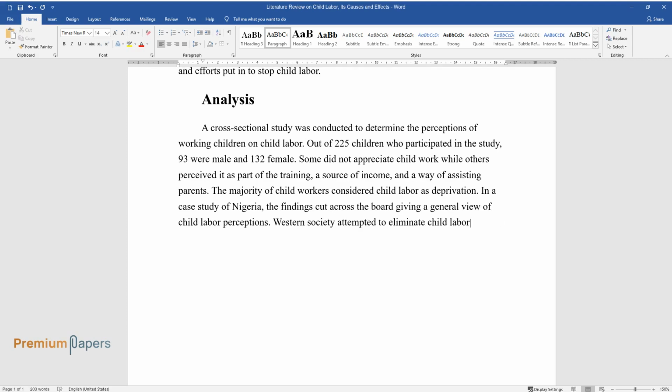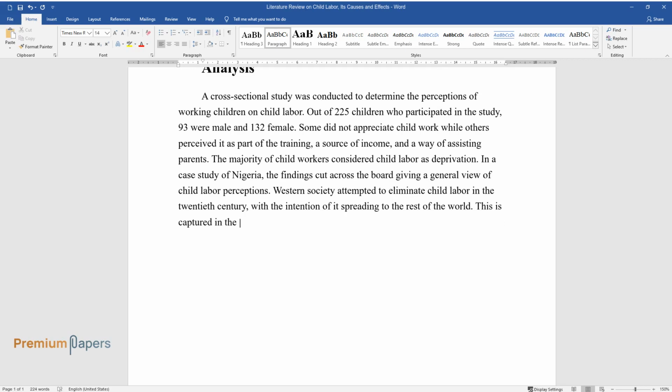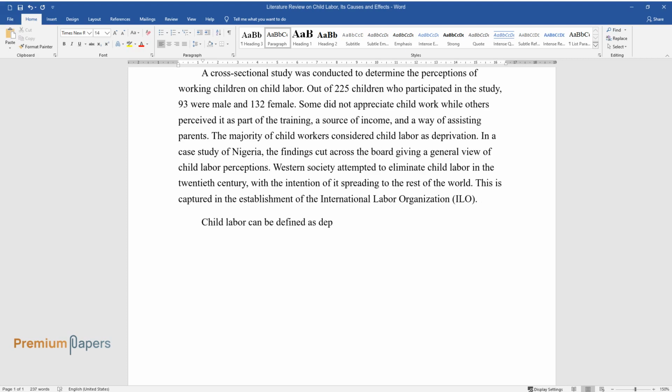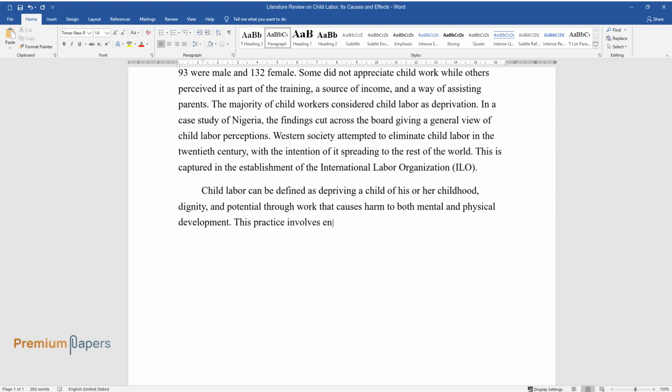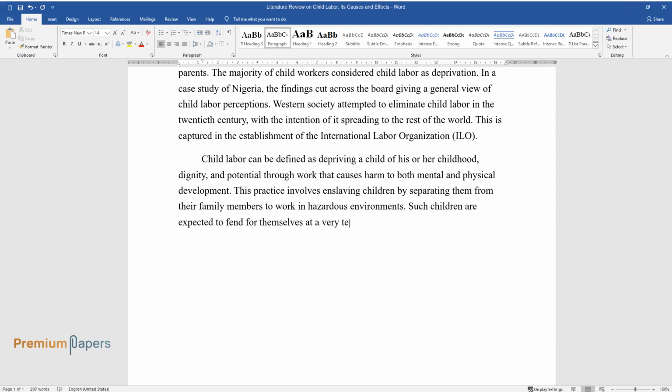Western society attempted to eliminate child labor in the 20th century, with the intention of it spreading to the rest of the world. This is captured in the establishment of the International Labour Organization, ILO. Child labor can be defined as depriving a child of his or her childhood, dignity, and potential through work that causes harm to both mental and physical development. This practice involves enslaving children by separating them from their family members to work in hazardous environments. Such children are expected to fend for themselves at a very tender age.